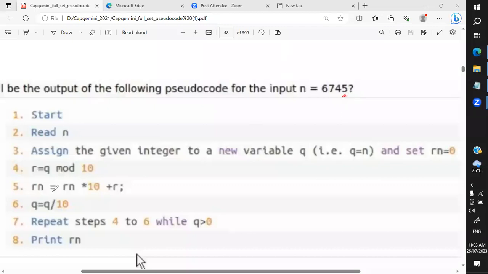Then after that, we write Rn equals Rn into 10. That means Rn is initially 0. 0 into 10 is 0, plus the remainder. So the last digit, we are adding 5. Next, you make the number Q by 10. That means it will become 674.